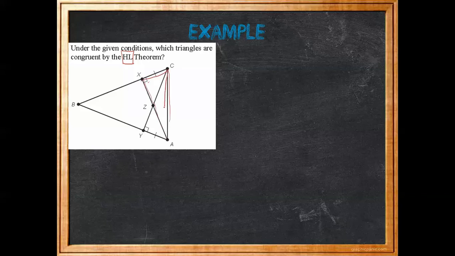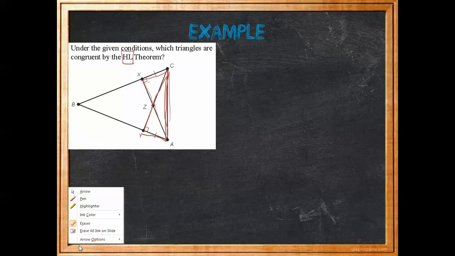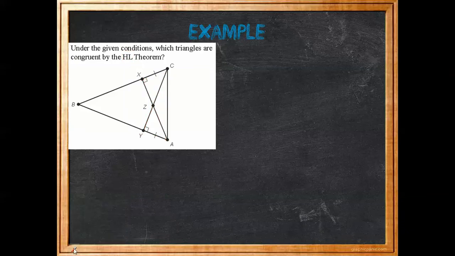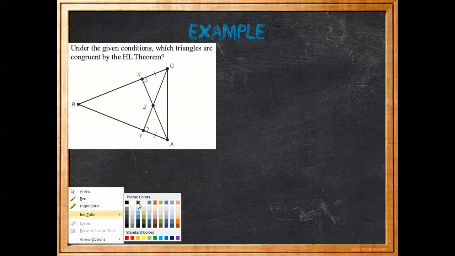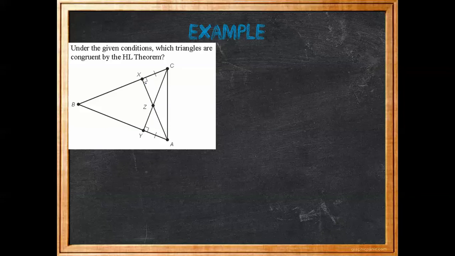Okay, we've got this one right here and this one right here. Now we want to pick which one I want to use. So we automatically know, right? We've got these. Now both triangles share this leg. XC and YA are congruent. XC is congruent to YA. Okay, so we know that.